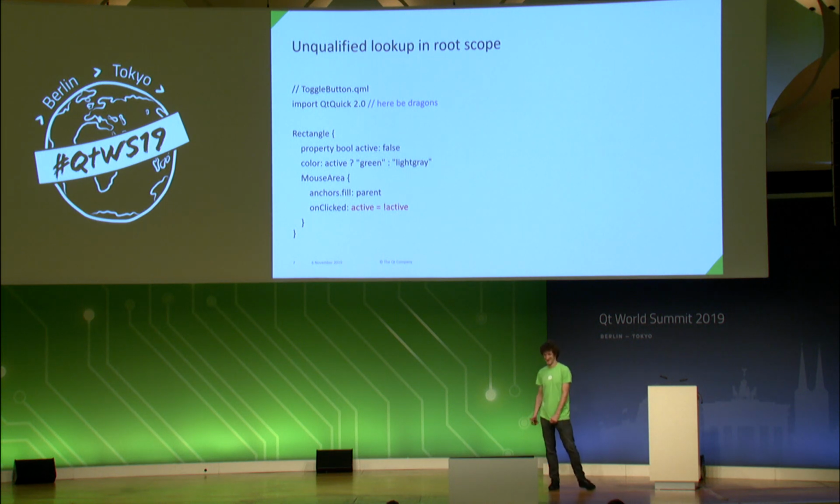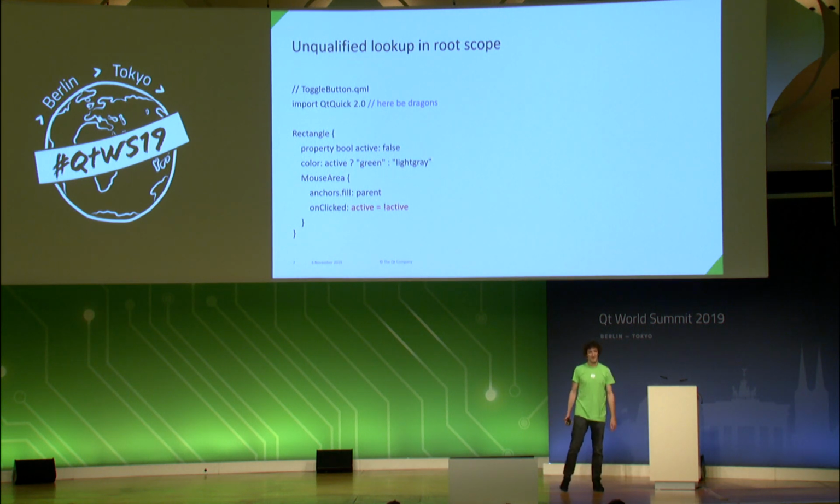Yes, this is an unqualified lookup. The active, labeled in red there, accesses directly the property of the parent object. And so what the QML engine does is, oh, I don't know this thing, so let's go through all the root scopes of components to see if there's an active somewhere.